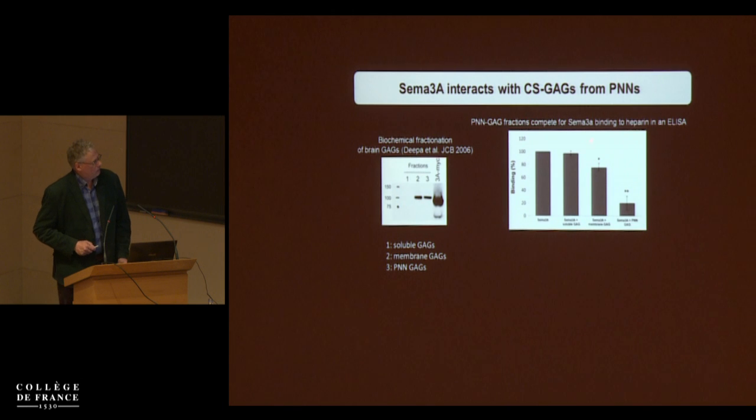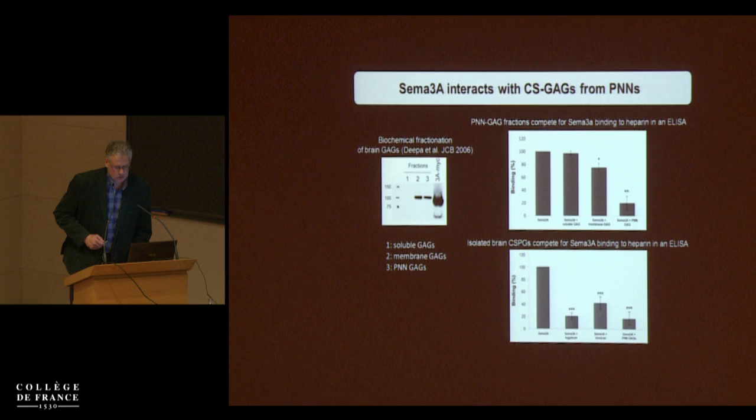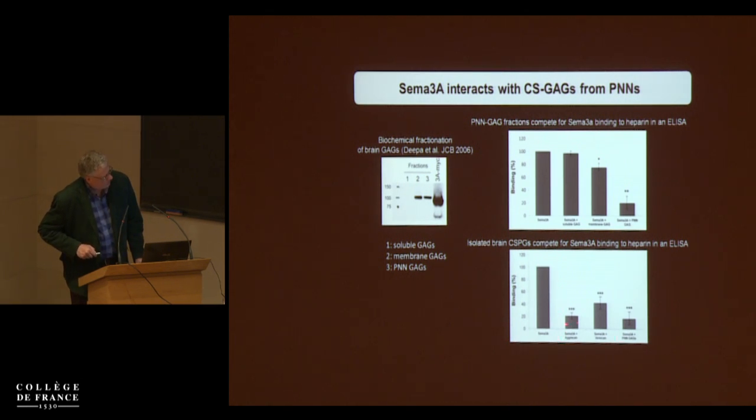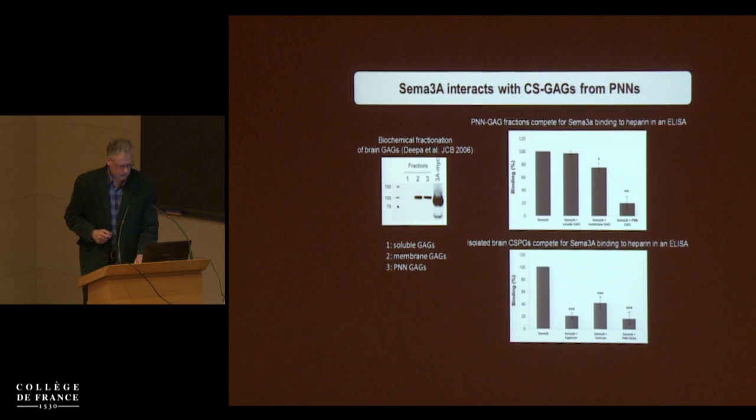Also in ELISAs, PNN GAG fractions compete for SEMA3A binding to heparin. Here you see that the PNN GAGs really have a big effect on the binding of SEMA3A to heparin. It's nearly completely displaced. And Jessica also did this for a number of purified CSPGs. For, I think, aggrecan, for instance, you see that there's very, very robust displacement.